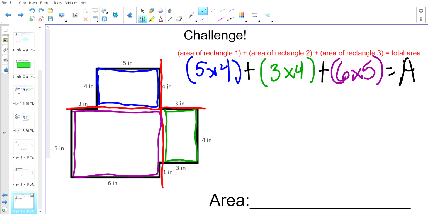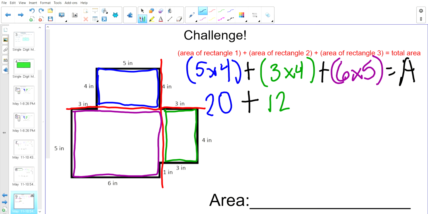Now that I know what size each rectangle is, I can go back and find how many total square units each rectangle is, or the area of each rectangle. Rectangle 1 is a 5 by 4 rectangle. What does 5 times 4 equal? Yes, 5 times 4 is 20, so the area of rectangle 1 is 20 square units. What is the area of the 3 by 4 rectangle? What does 3 times 4 equal? Yes, 3 times 4 equals 12. So the area of the second rectangle is 12 square units.